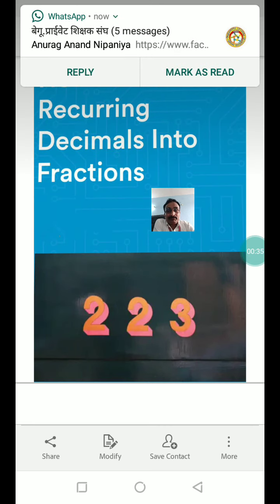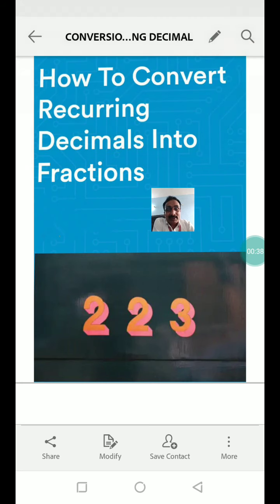In this chapter, most students' solutions on how to convert a recurring decimal into a fraction were very poor. So I think a video must be made by which you learn how to convert a recurring decimal into a fraction. Now let us come.